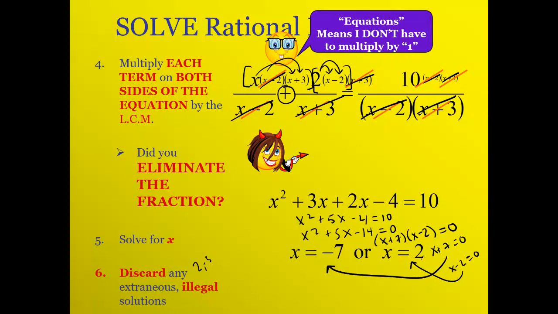Okay, so are both of these my solution? Should I circle them and move on? No, that's not a solution. That's called an extraneous solution.